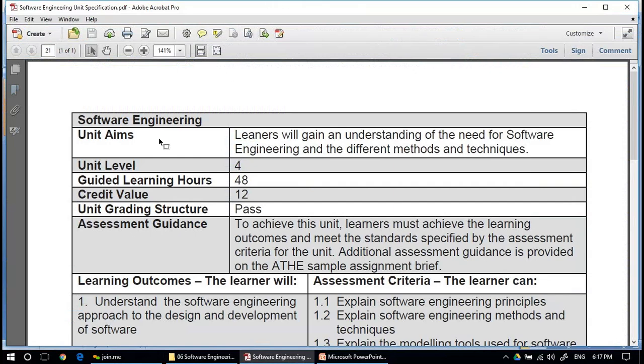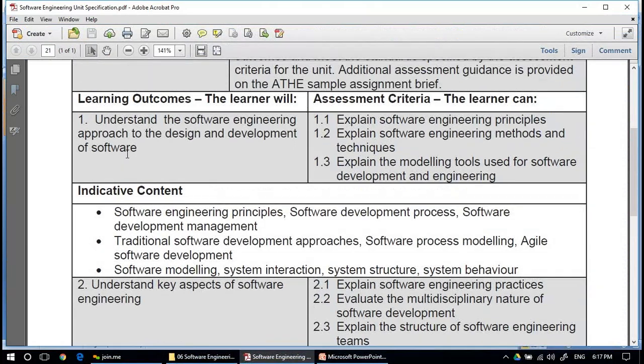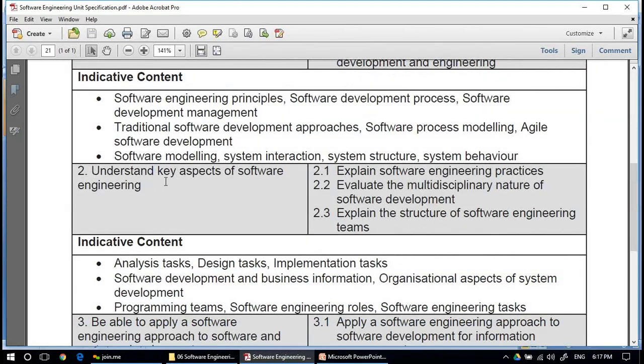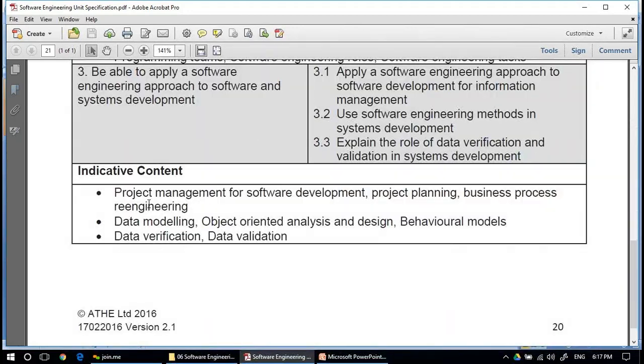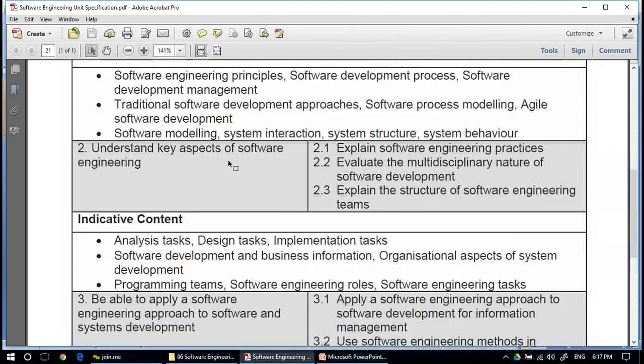So software engineering has three indicative learning outcomes. First, understand the software engineering approach to design and development of the software. Second, understand key aspects of software engineering. And the third one is be able to apply the software engineering approach to software and system development.